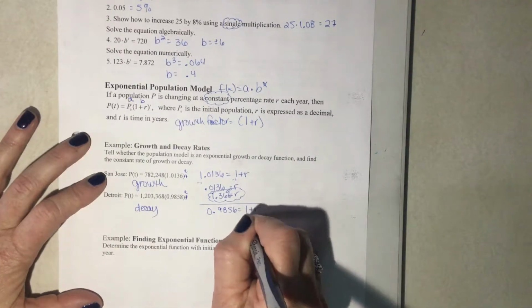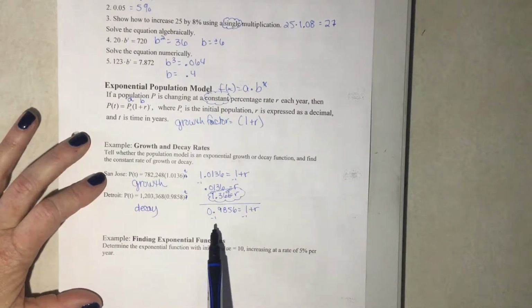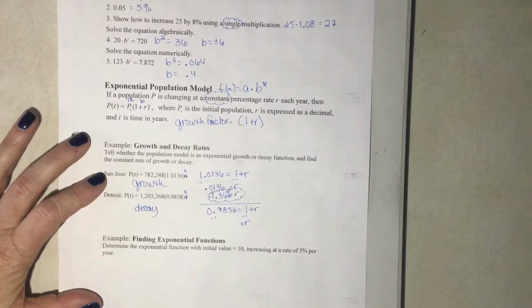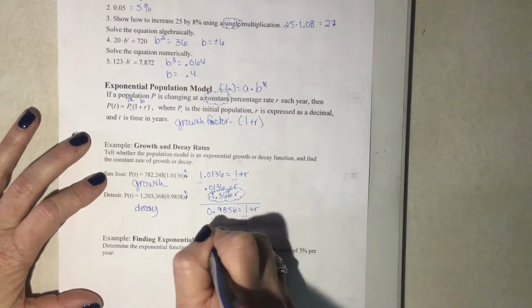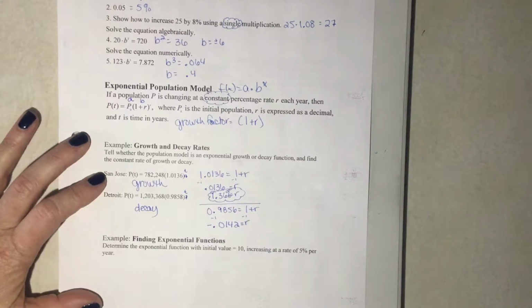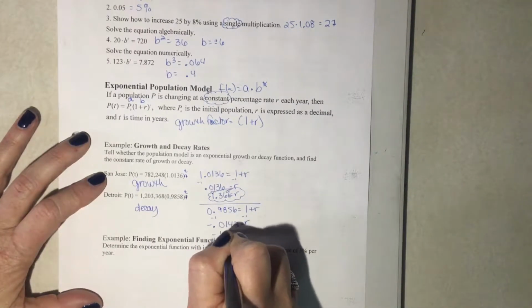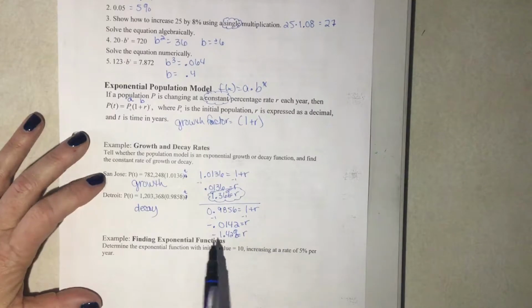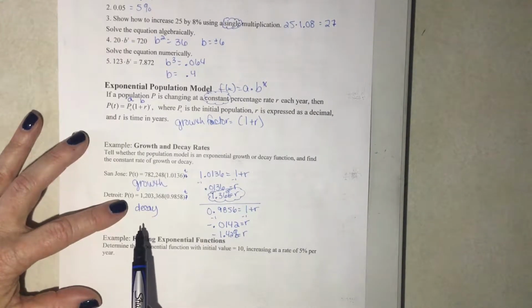What do I do to both sides? Subtract 1. Notice that is a negative 1. So negative 0.0142. Therefore, writing that as a percent, negative 1.42%. And does the negative out in front, does that make sense that would represent decay?